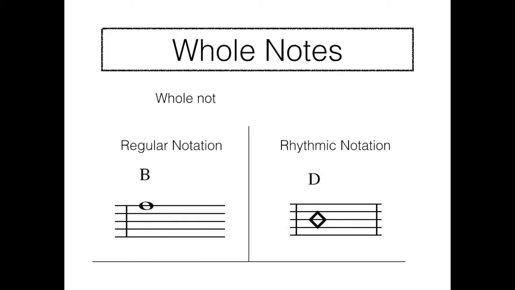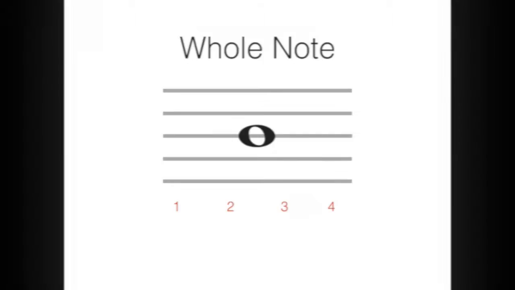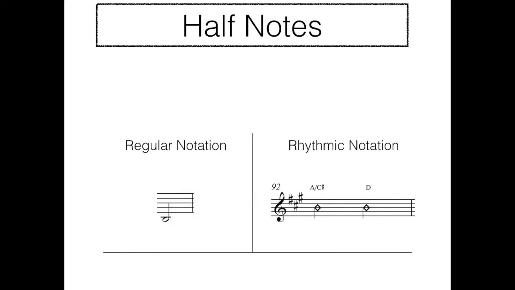First, we have the whole note. The whole note holds a value of 4 beats. One of these notes is long enough to fill out a whole measure in our 4/4 time signature. Here is an example of what a whole note sounds like within a 4/4 time signature. 1, 2, 3, 4. 1, 2, 3, 4. 1, 2, 3, 4.